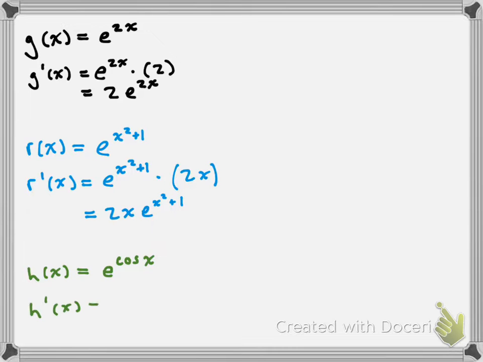So to take the derivative of h of x, so h prime of x, this is going to be equal to the derivative of the outer function, which is going to be equal to itself essentially, so e to the power of cosine of x, multiplied by the derivative of the inner function. So now we just have to remember, what's the derivative of the cosine of x? Well, that's just equal to the negative of the sine of x. And of course, we can simplify this. It's going to be negative sine of x multiplied by e to the power of cosine of x.